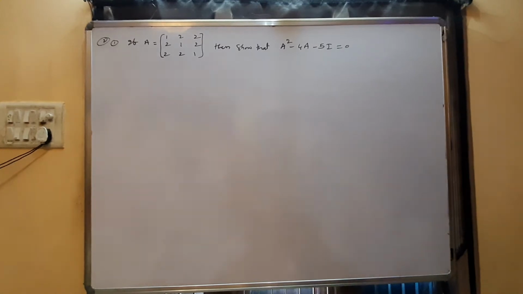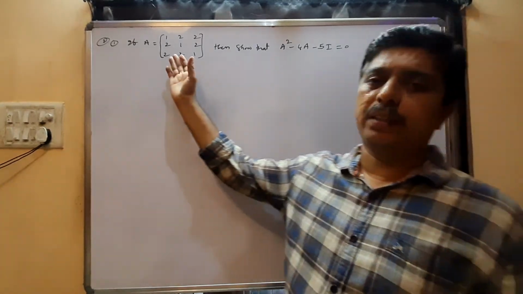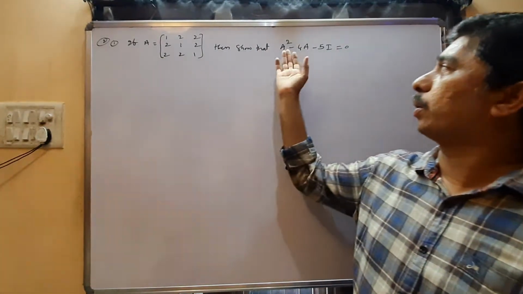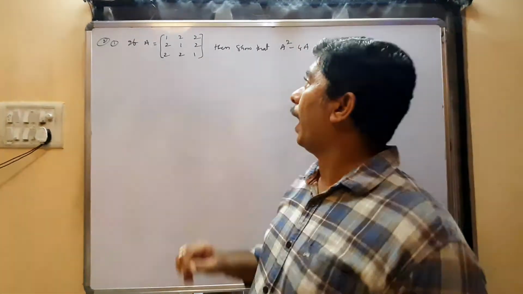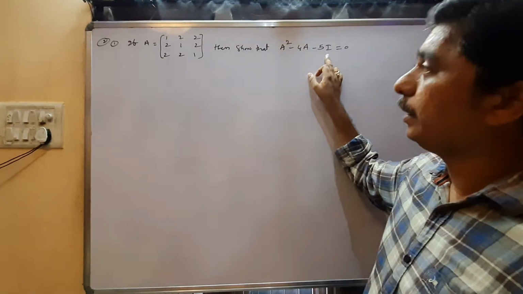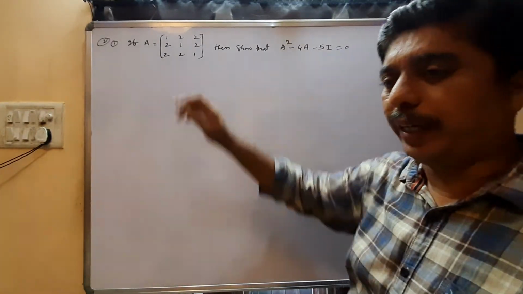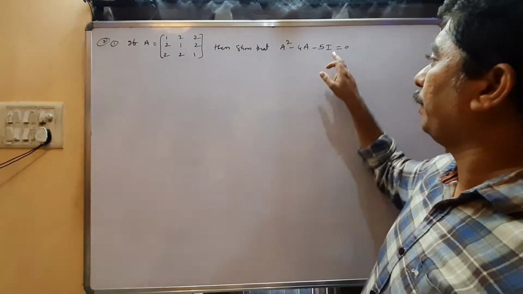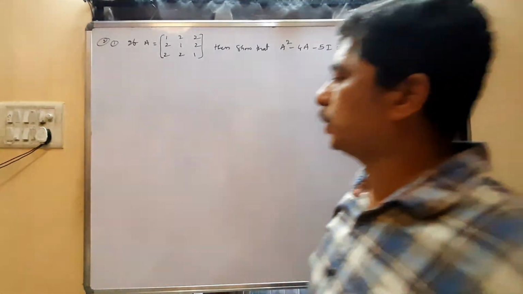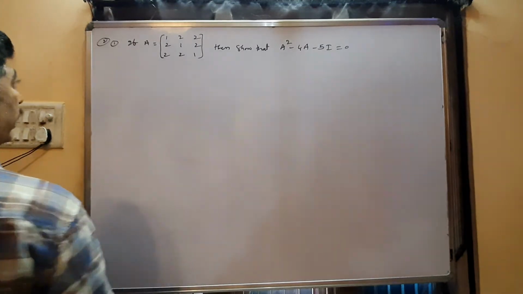Yes. Coming to the next question. A is a 3 by 3 matrix given. Then you have to show that A square minus 4A minus 5I equals 0, where I is the identity matrix. A is 3 by 3, so A square is also 3 by 3, 4A is also 3 by 3, and I is the 3 by 3 identity matrix. First you have to find A square. A square you have to find.